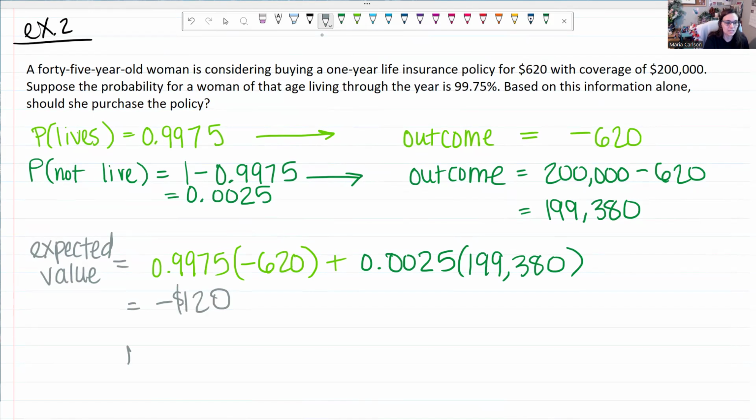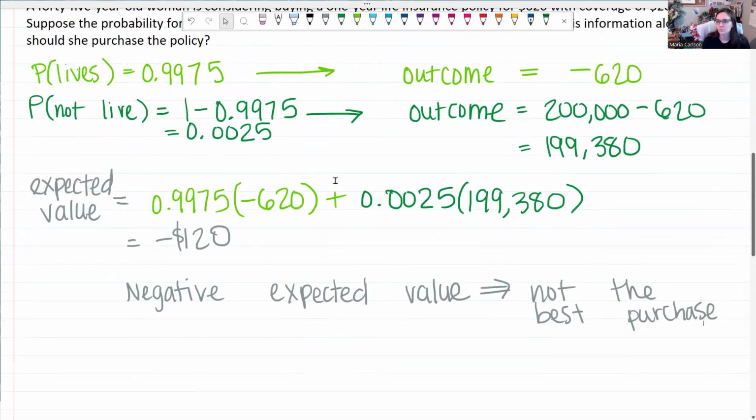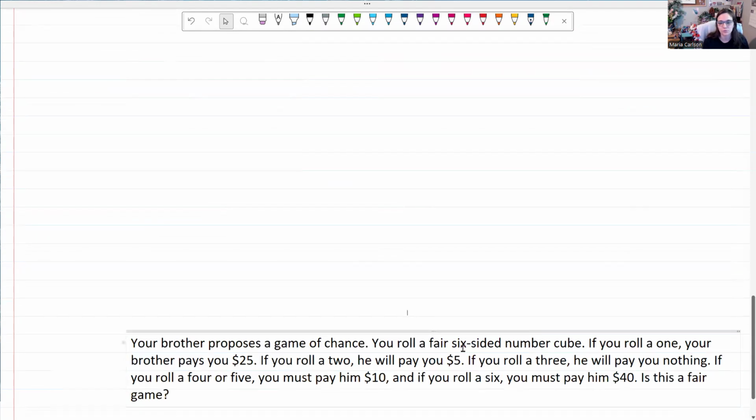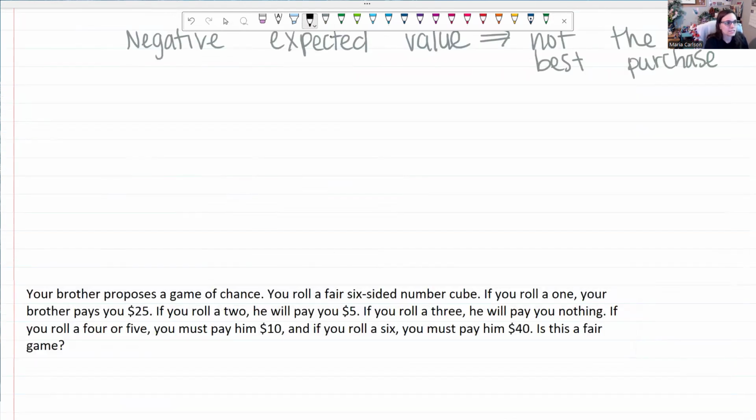So based on this, because we have a negative expected value, and it's not just a little bit, it's $120, I would not buy. It's not the best purchase for her. Maybe if she finds a cheaper option, it could be a better purchase, but this specific policy may not be the best. Of course, there may be other situations that might cause her to buy that. Maybe she has some health concerns. There are other situations. Last one, example 3.